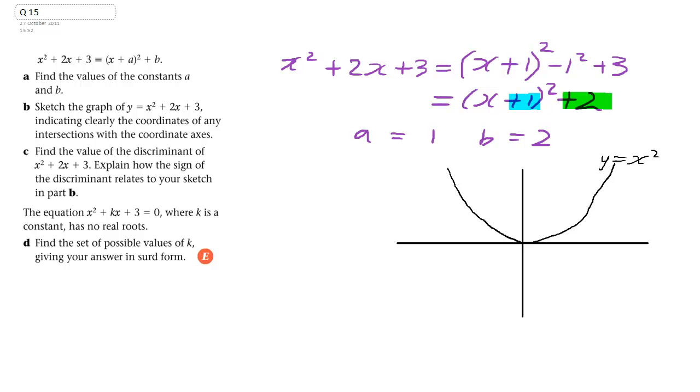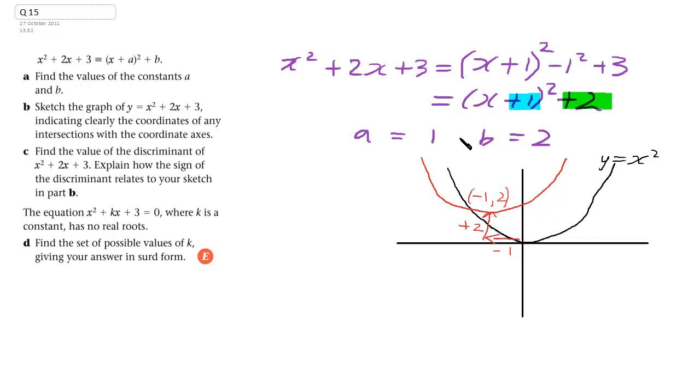So let's just illustrate that. So the plus 1 will shift us 1 this way. So we can minus 1 away from every value, and then we're going to shift it up by plus 2. So the new graph will look like this. Alright, and the base of this graph will be at the point minus 1, 2.